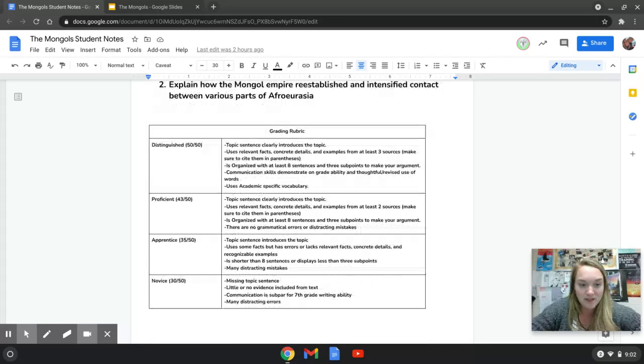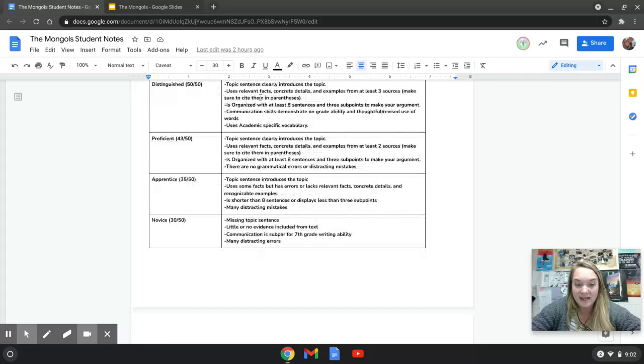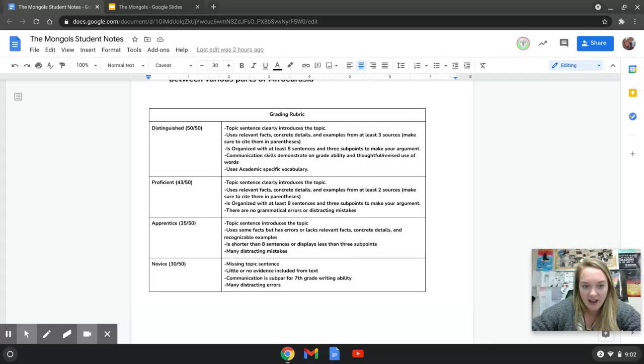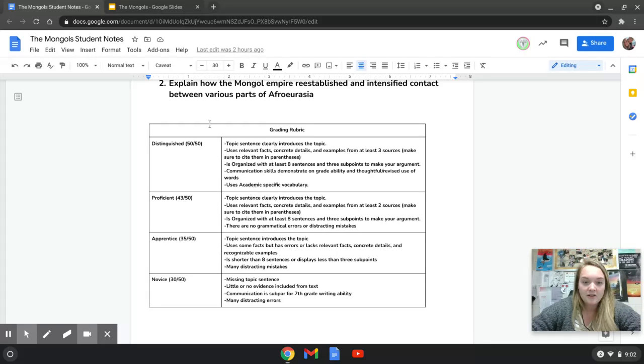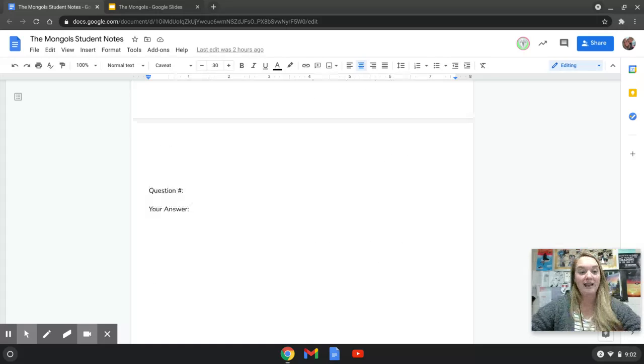We have added this rubric. You guys should be familiar with these terms: novice, apprentice, proficient, distinguished. Okay, this tells you how we're going to grade it. Whenever you turn this in to me and I read it, this is what I'm going to be using. You're going to get a novice if you don't have a topic sentence, no evidence or little evidence, not a lot of good communication, and distracting errors. And if you want a distinguished, you know how to get it. I know that you guys should be able to write distinguished, and that is my goal, at least for this paragraph.